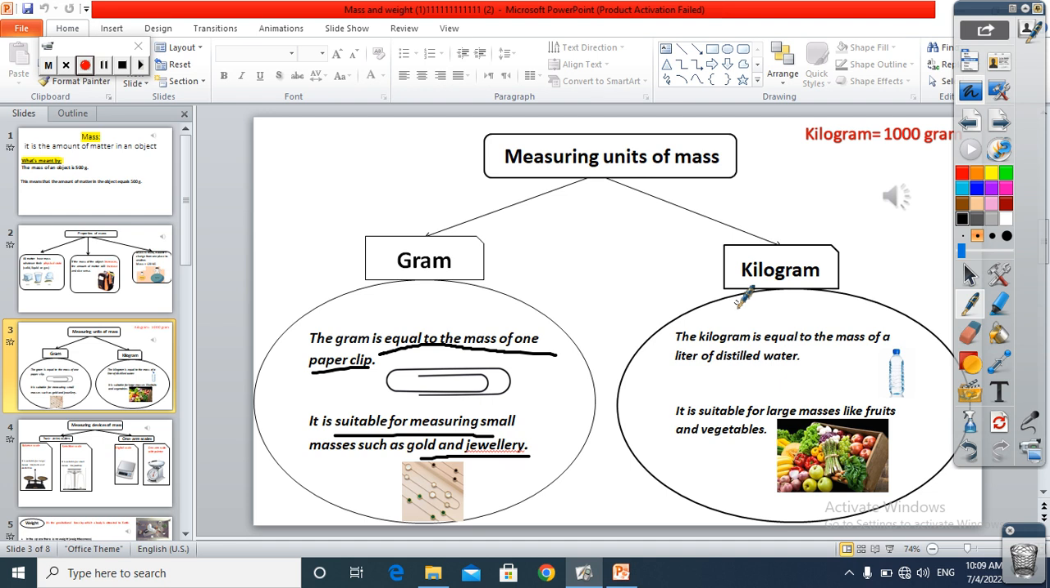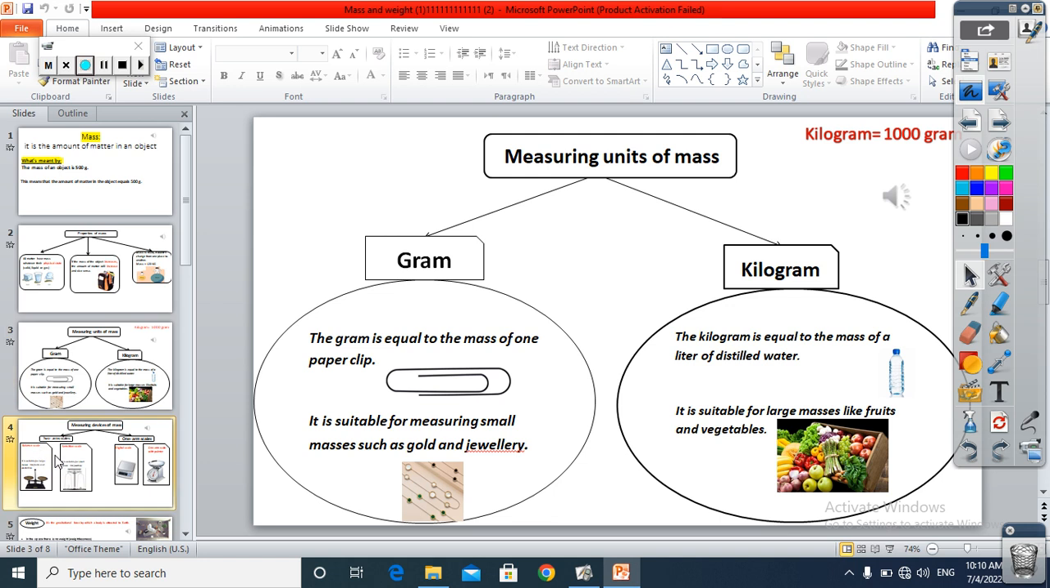What about kilogram? Kilogram is equal to the mass of 1 liter of distilled water. Okay, equal to 1 liter of distilled water. It is suitable for large masses like fruits and vegetables.